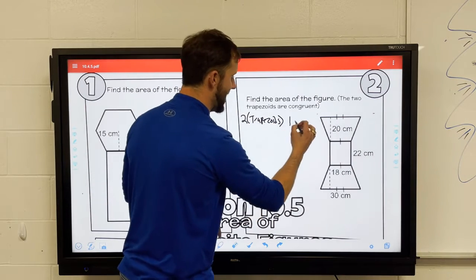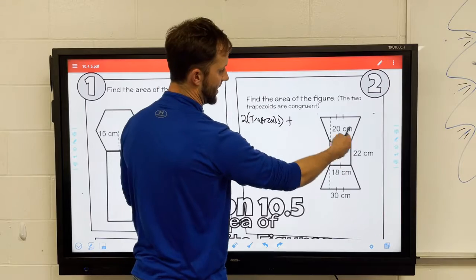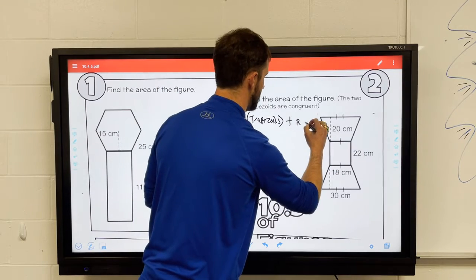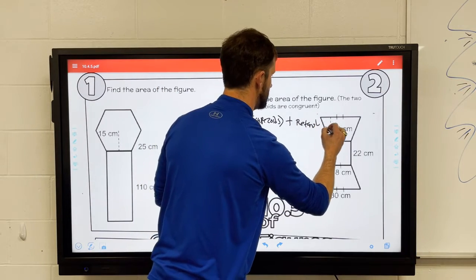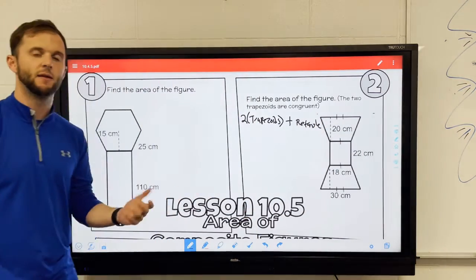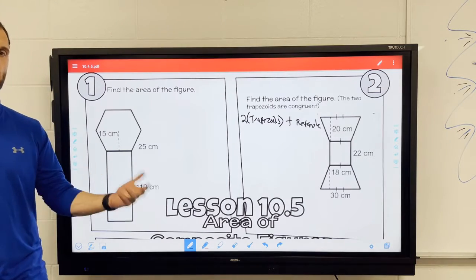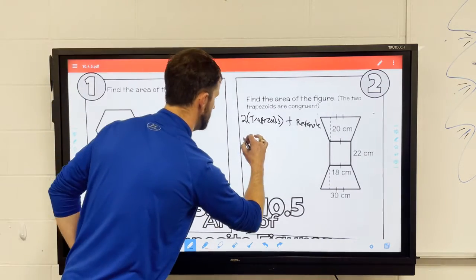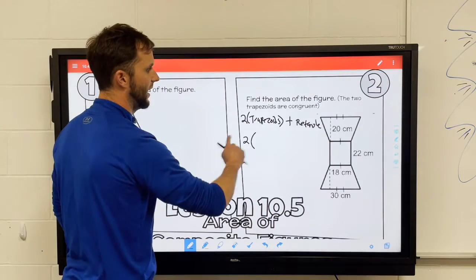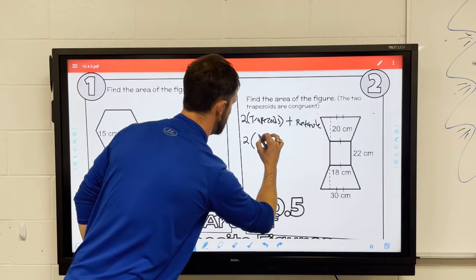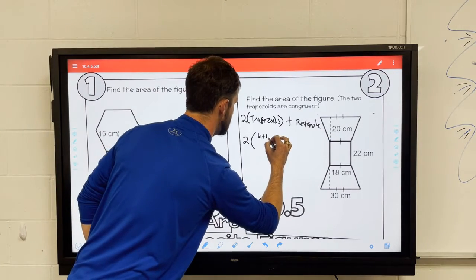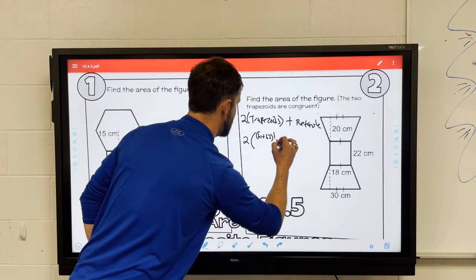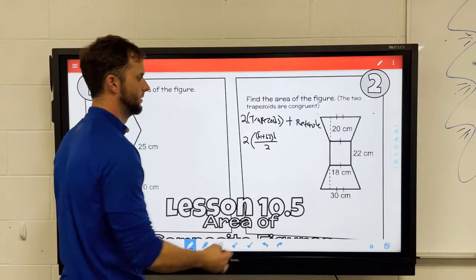And then I'm going to add, and it looks like in the middle, I have a square or a rectangle in the middle. So again, I'm creating a game plan, and then I'm going to plug in those formulas, and that's going to end up giving me what my whole thing's going to be. So I'm going to end up doing 2 times the area of a trapezoid, which is base 1 plus base 2 times the height divided by 2.